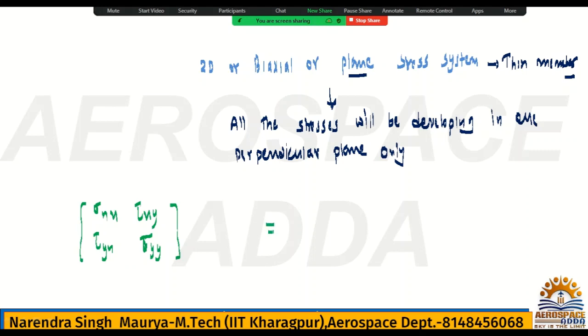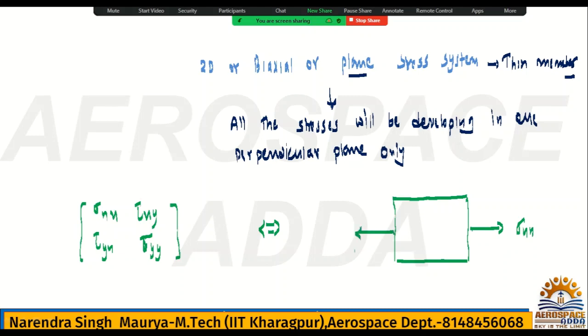And if you want to draw these stresses on the plane, the plane will be only the xy plane you have. I will show all the stresses here on this xy plane. So I have shown you the x-axis and y-axis. Now I will show the stresses. So this stress will be sigma xx. So obviously this face will also be sigma xx.